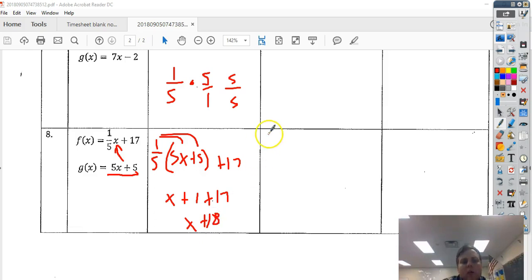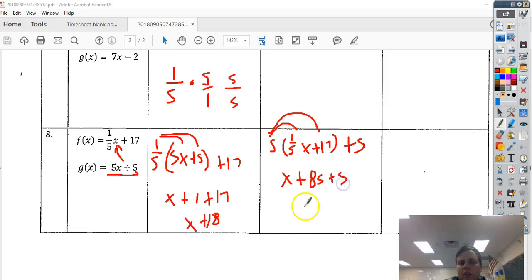Alright, in this next box they want me to go the other way. So I say 5, because that's on the g function. I open up parenthesis and I say 1/5 x plus 17. And then I close it and I say plus 5 again. I distribute. So 5 times 1/5, we just did that, it gives me 1x plus, now 5 times 17 is 85 plus 5, so I get x plus 90. And there we go.